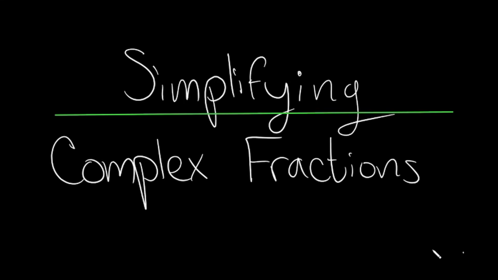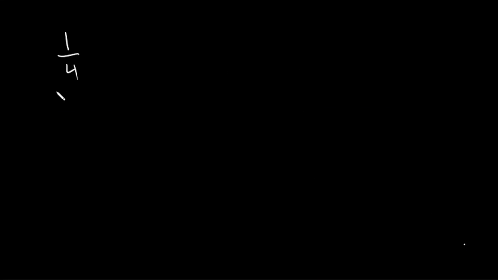Simplifying complex fractions. So here we have a fraction, and it's nothing scary, just a little fraction. But what if we put another fraction under it? Now we have a fraction within a fraction. This is some Inception level stuff. So how do we simplify this?